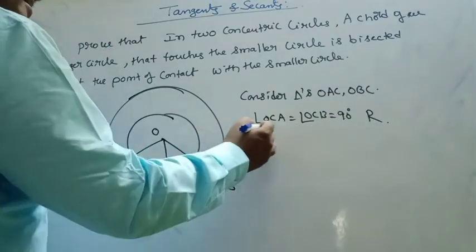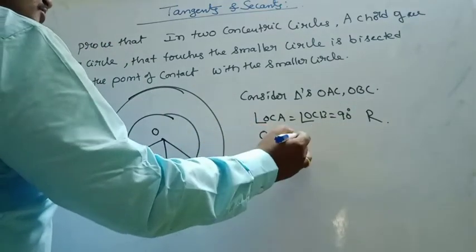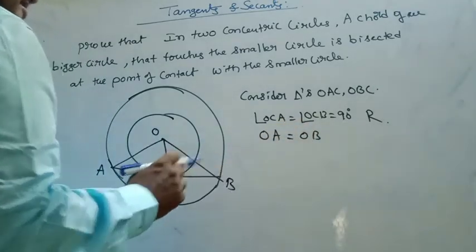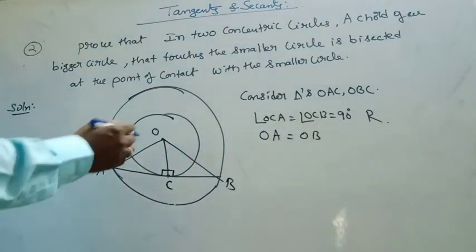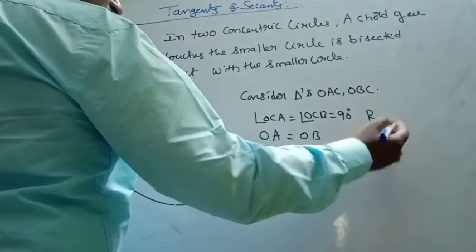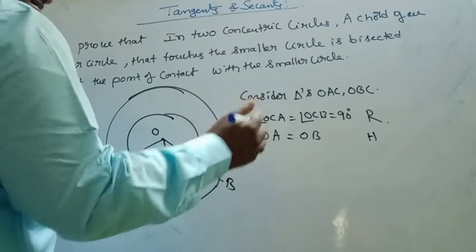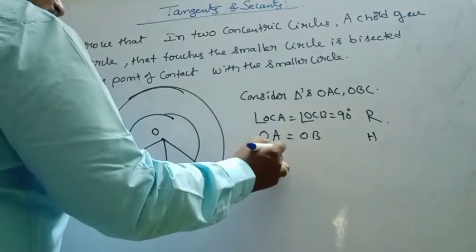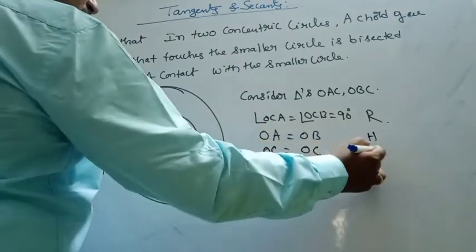Next, you have here OA is equal to OB, right? Fine. OA equal to OB, because it is the radius of the bigger circle. That is nothing but the hypotenuse of these two right-angled triangles. Let us take OC is equal to OC. That is the common side.